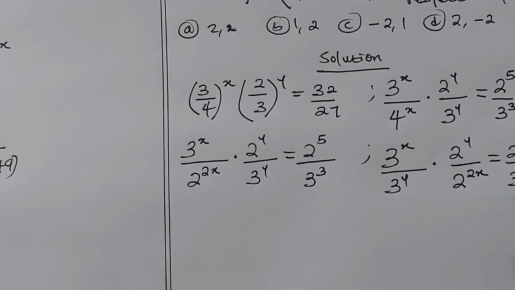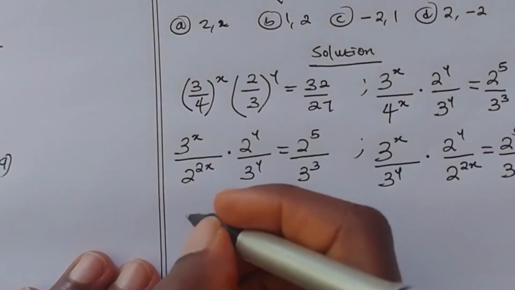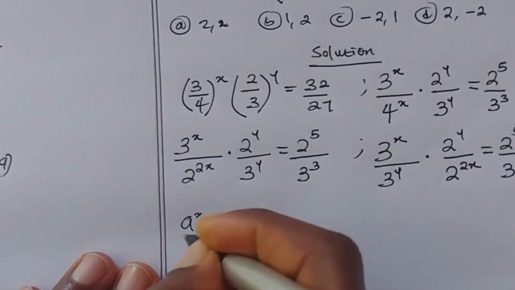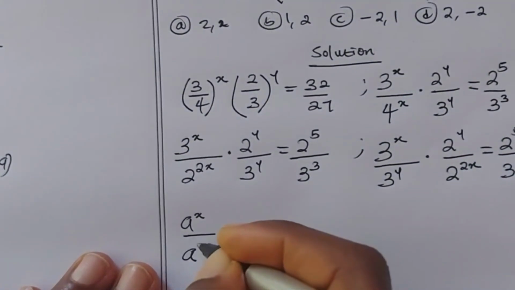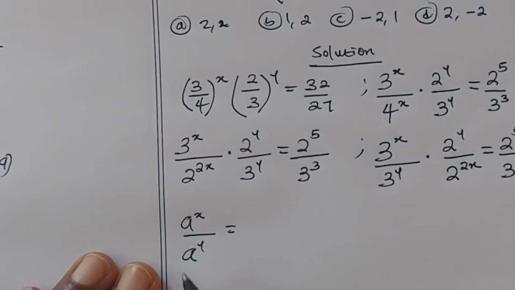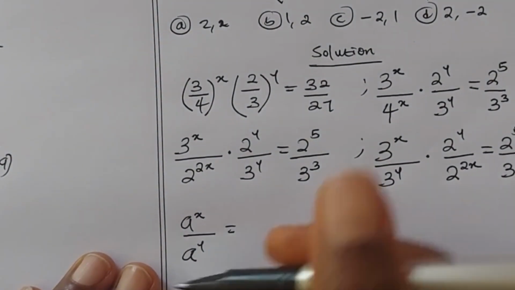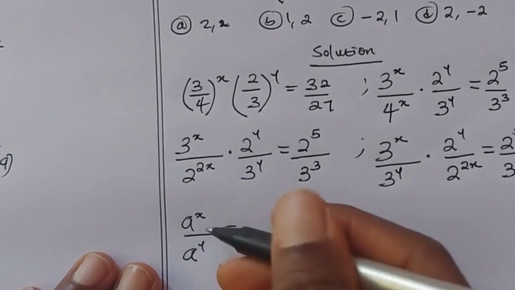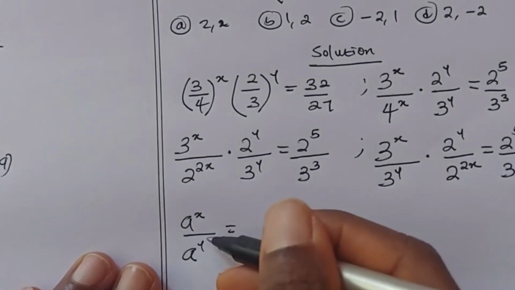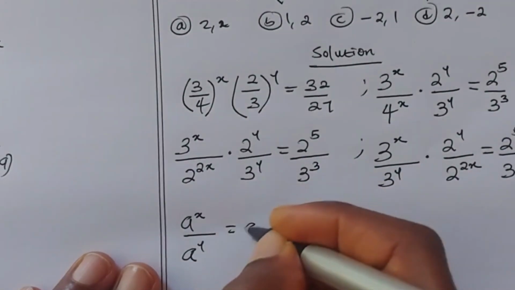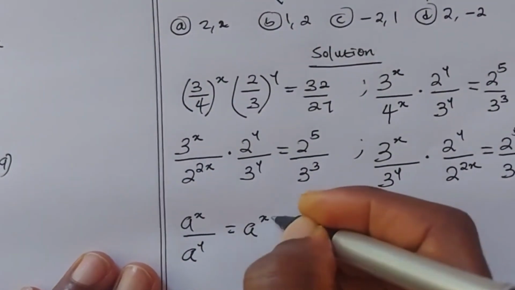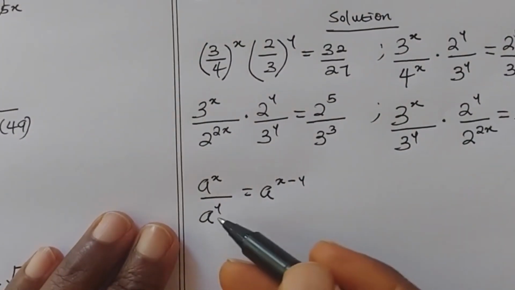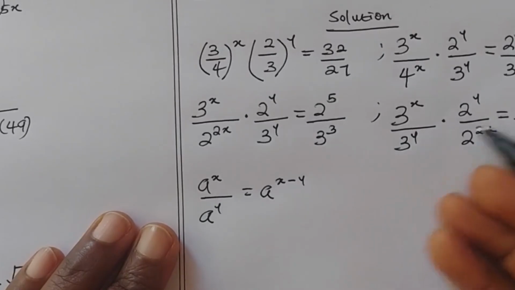There's a law in indices that says if we have a raised to the power of x over a raised to the power of y, once you have the same base but different powers and they are dividing, you can write that as a raised to the power of x minus y. Let's take note of that so I can bring in this formula to solve these problems.